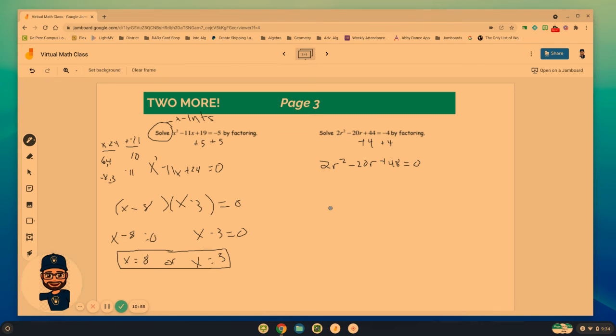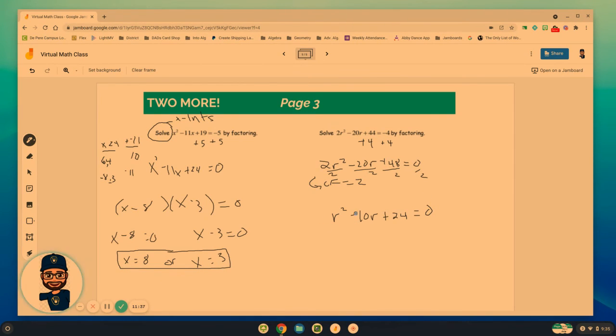Well, we've got to look for a GCF. And in this case, the GCF is 2. We can take 2 out of all of those. When I divide each piece by 2, so I divide that by 2, I divide that one by 2, and I divide that one by 2. We technically have to divide 0 by 2, but that's still 0. We get r squared minus 10r, right? Negative 20 divided by 2, plus what's 48 divided by 2? That's 24. And as we said, 0 divided by 2 is 0.